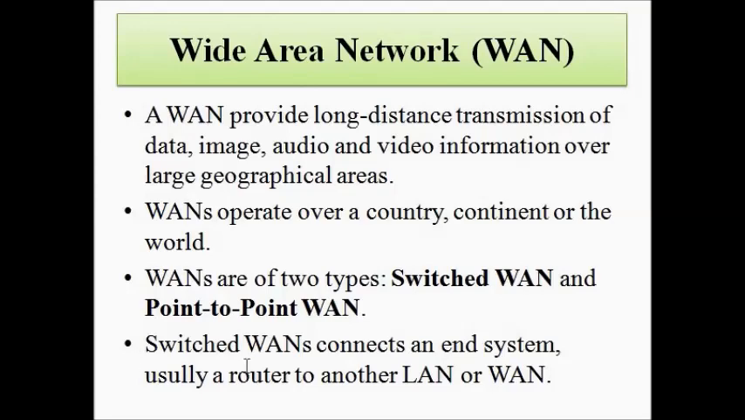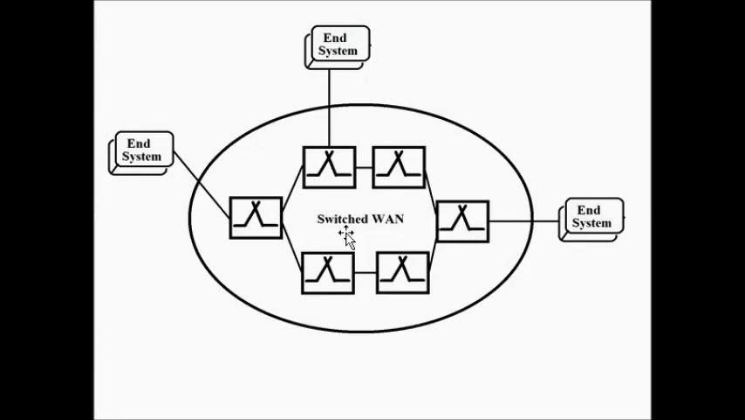So the switched WAN connects a device or a node, let's say for example a router, to another local area network or WAN. So there are intermediate nodes present in between two end systems. This is an example of a switched WAN: the end systems, or the devices or nodes, are connected to each other through various intermediate nodes which operate as switches.